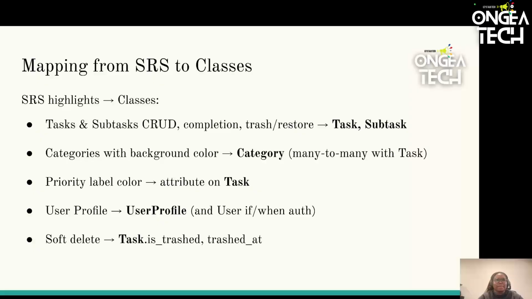One task, that's it. So one to many. One task can have many subtasks, but many subtasks can have one task. One subtask can only have one task as the parent. Exactly. So one task can have many subtasks, but one subtask can only have one task as a parent.